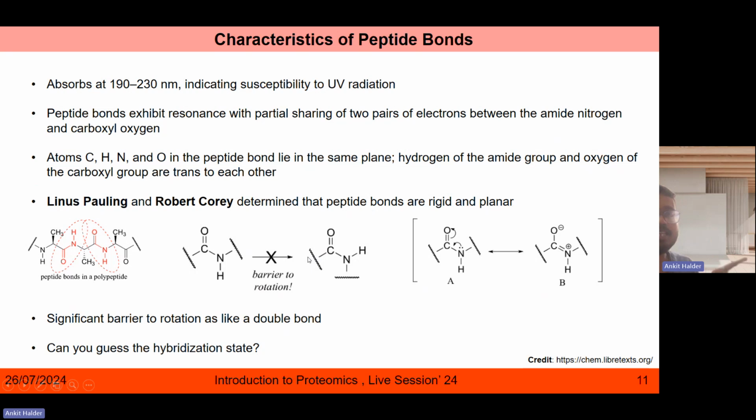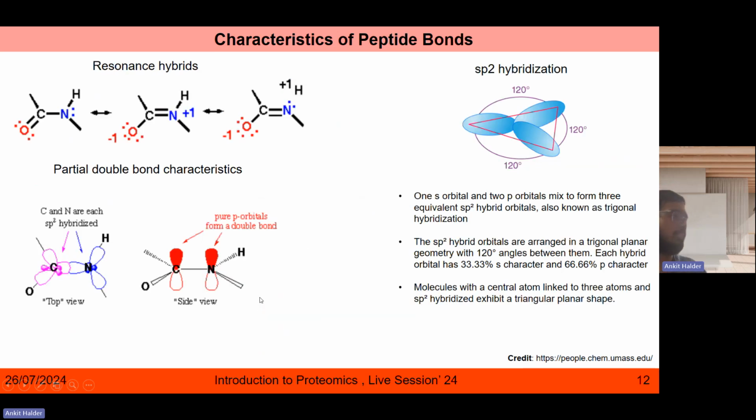There is a huge barrier to the rotation, a significant barrier like a double bond. So then can you guess the hybridization state? You have said that it is sp2 hybridization. So why? As correctly mentioned, these are resonance hybrids. There is a resonating structure, so we just have the partial double bond characteristics. So C and N are each sp2 hybridized, and it forms a double bond.